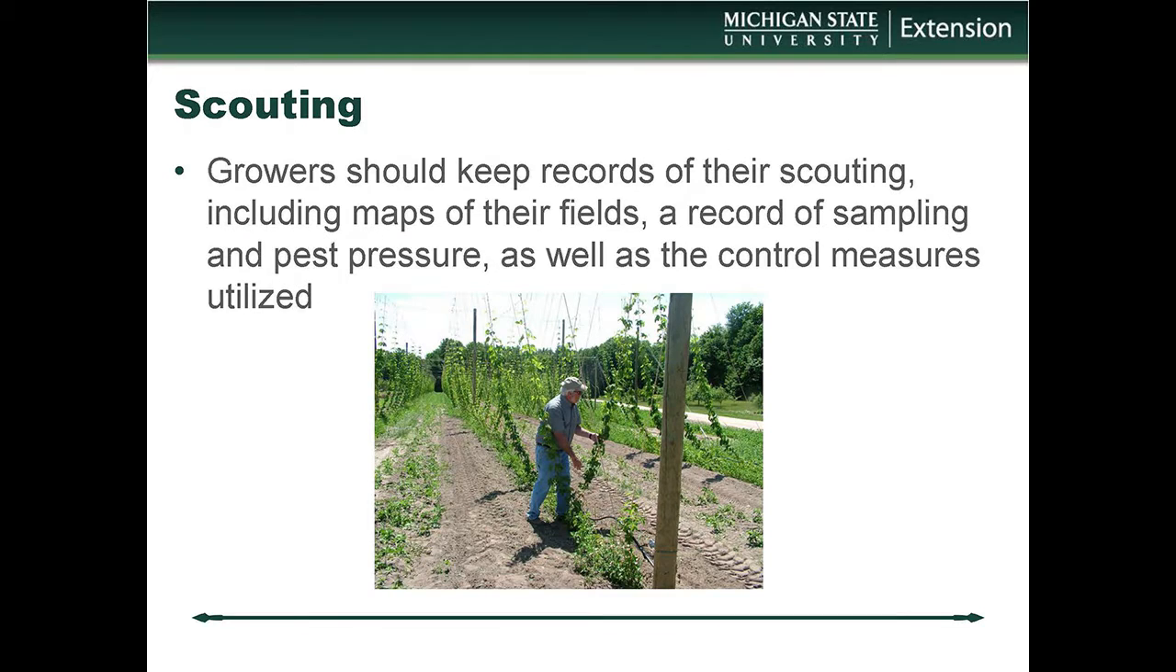It's important that growers keep records of their scouting. Maps of your fields can be helpful. A record of sampling and pest pressure, as well as your control measures utilized. So I always think, oh, I'll remember this next year, but I never do. I can't remember what miticide was used, or where that particular hot spot was, what variety got hardest hit. So anything you can do to bolster those records is really helpful.